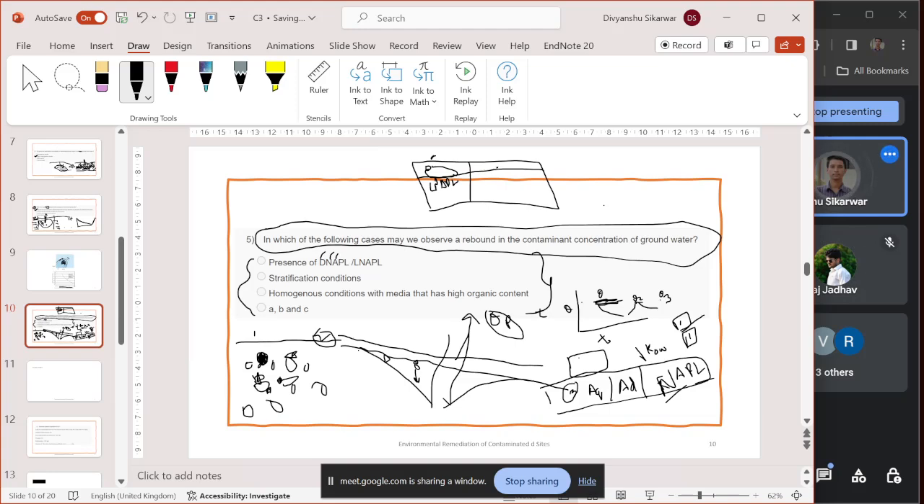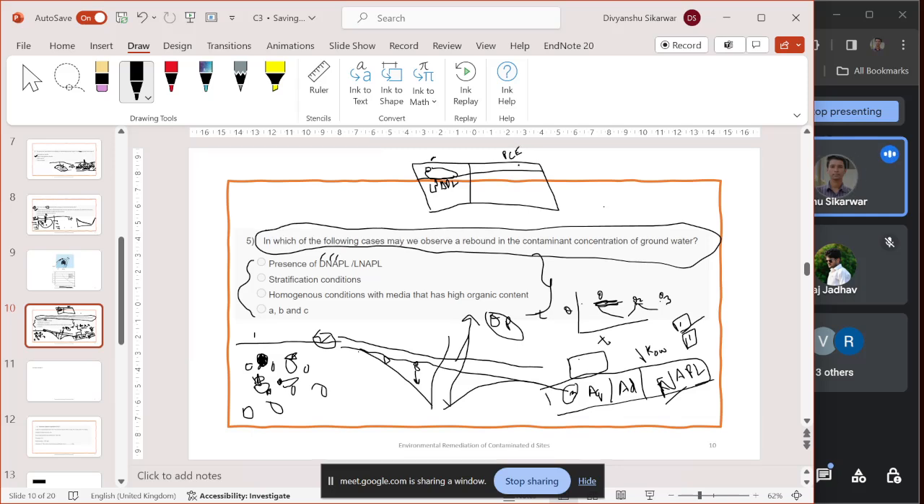On the other hand, if we have a contaminant like PCE, which has high density compared to water, what will happen in this case? This compound will sink to the bottom, and some of it might get dissolved also.